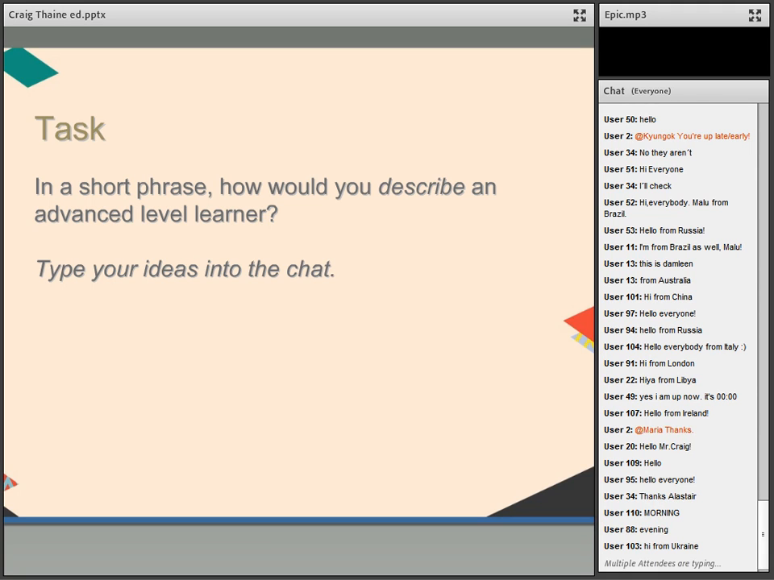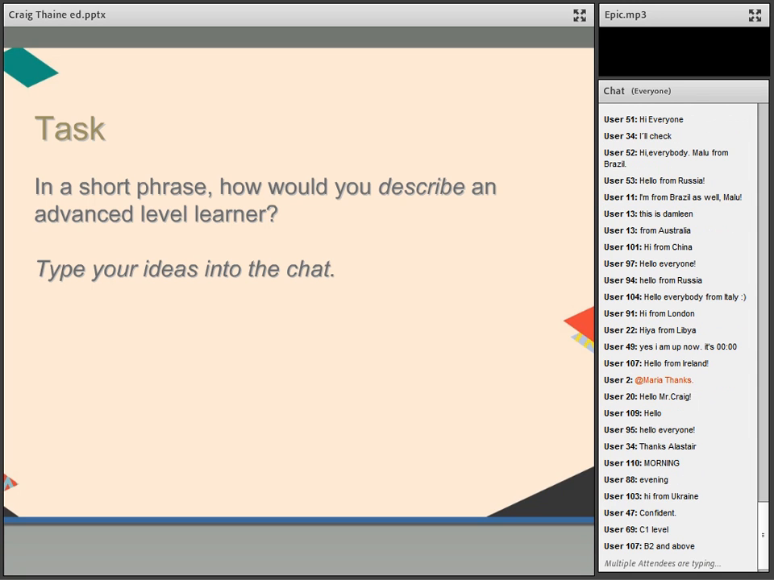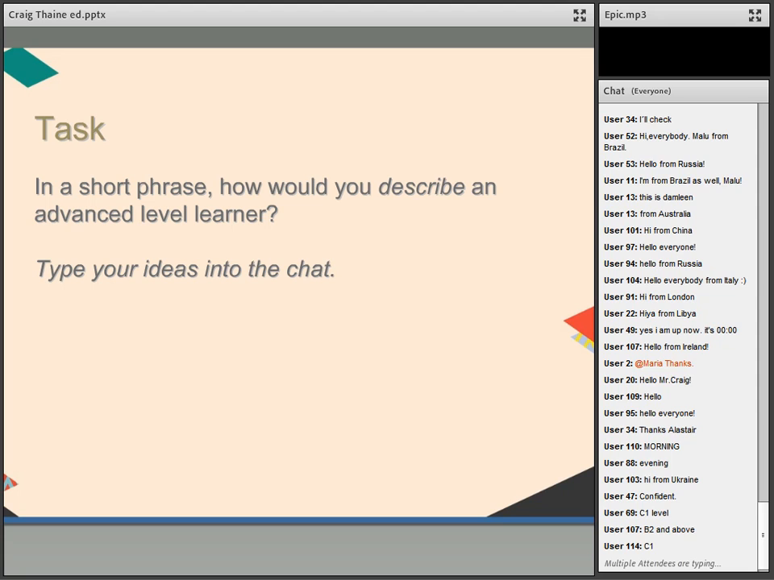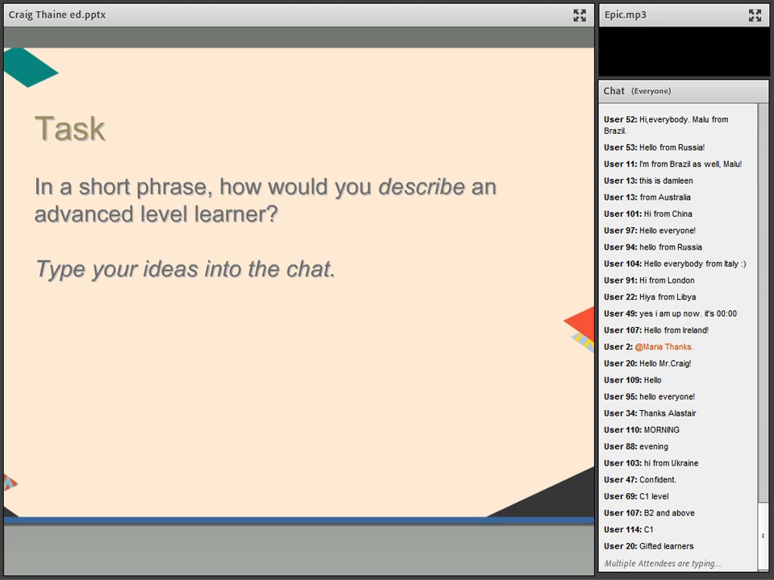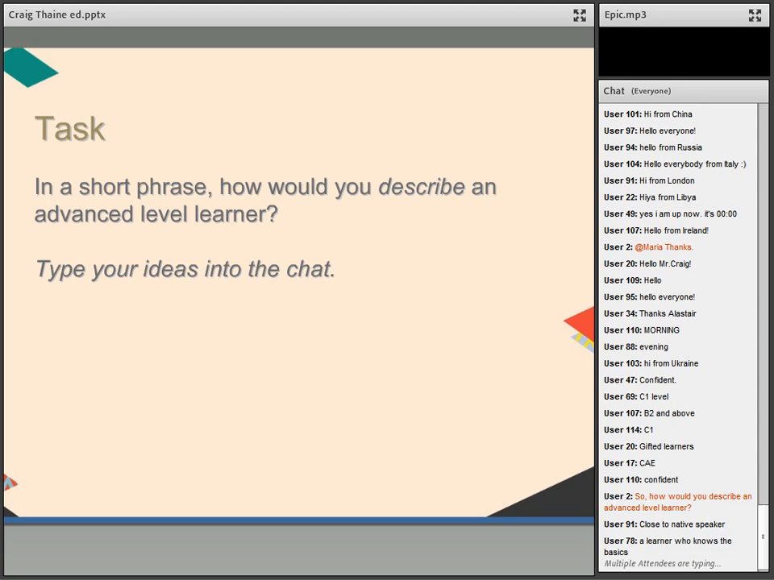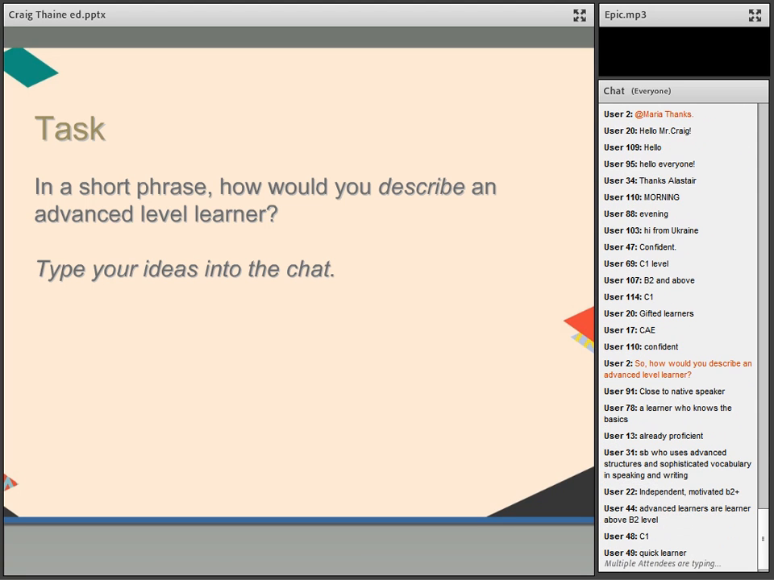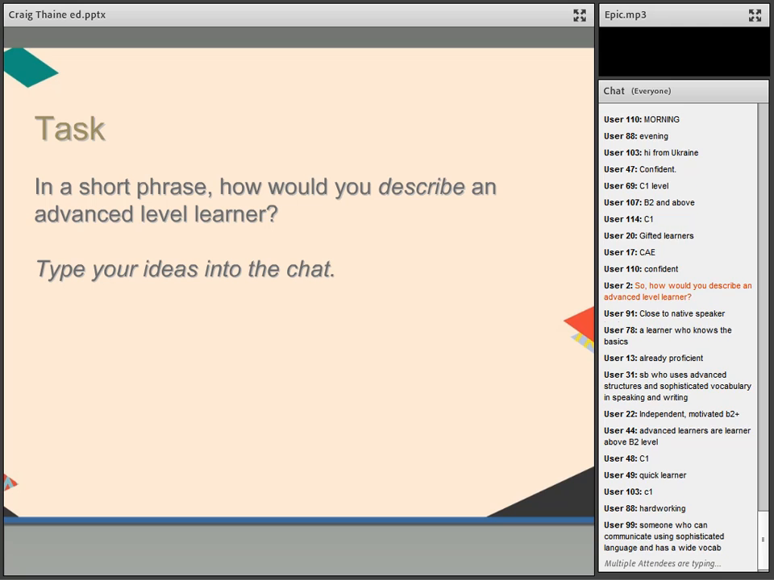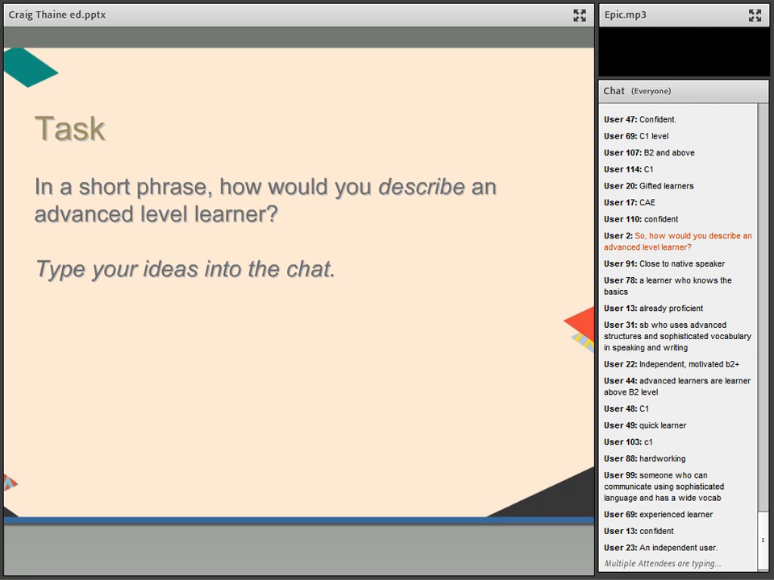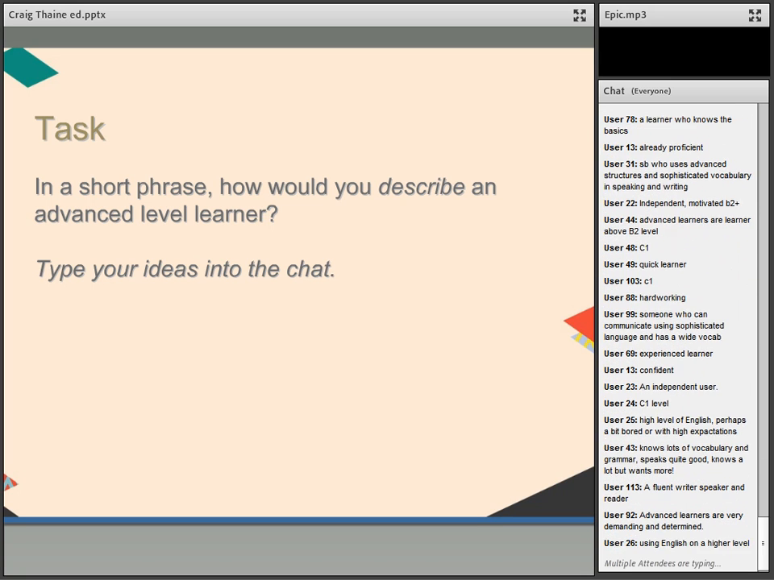So everyone's typing. Confident, C1 level. Gifted, CAE, close to native speaker. Advanced structures. Independent user. Knows a lot of vocabulary and grammar.